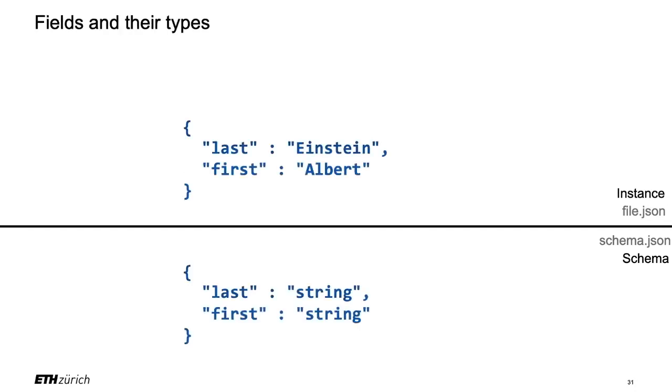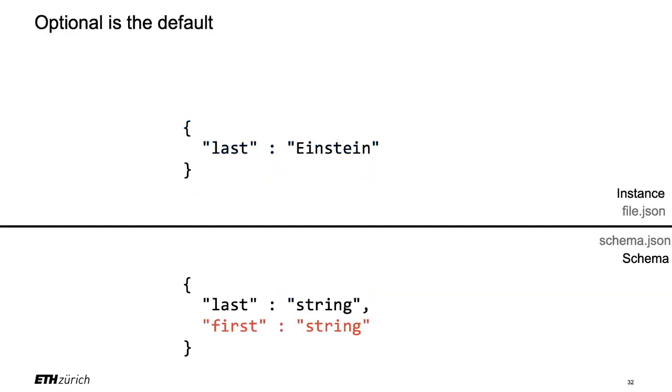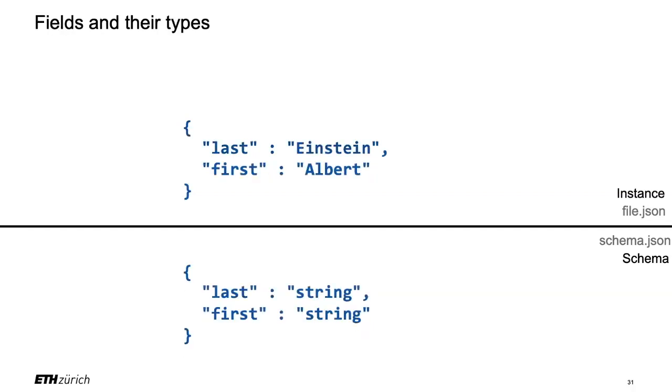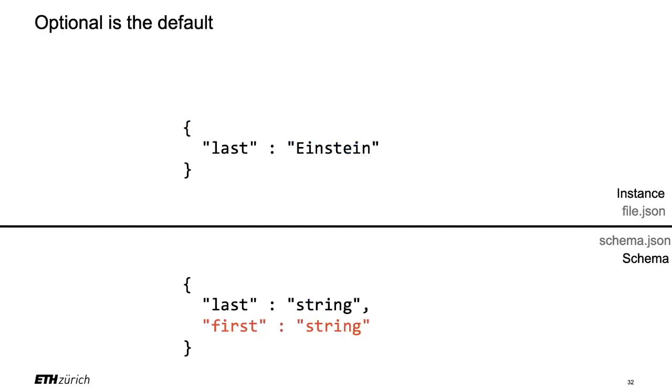Here's another one. We now have last: Einstein, first: Albert, and I specify with my schema at the bottom that last must be associated with a string value, and first must be associated with a string value, right? Next, you should know that this is also allowing to be absent. So if I say first: string, I'm saying if it's there, it must be a string. If it's not there, that's fine too, right? So the document on the top is also valid against the schema at the bottom. But if it was something else than a string, then it would not be valid.